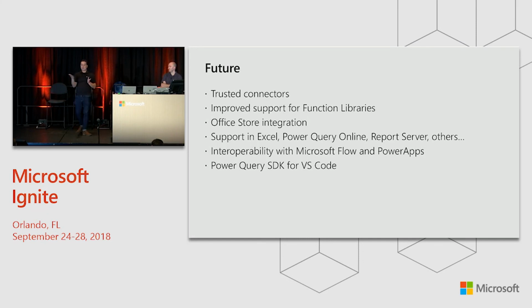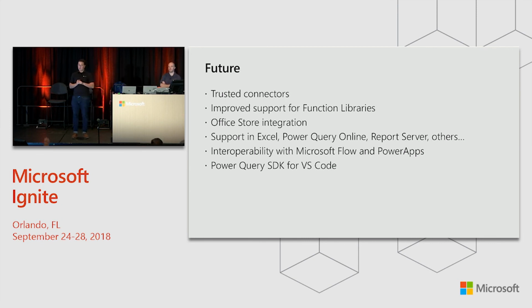For example, I was talking with the CData team that are in the Expo Hall. CData would sign their connectors. The first time you load a connector, it'd say, do you trust CData connectors? You say, yep, and then from that point on, you won't get the warning. Office Store integration is something we definitely would like to do, similar to the way custom visuals works. And then support across the whole range of Microsoft products that require connectivity, including the Power Query experiences: Excel, Report Server, Power Query Online, Flow, Power Apps, right? We want to light up this stuff everywhere. And also, I had mentioned quickly the Power Query SDK for VS Code is one of the things we'd like to do in the near future.